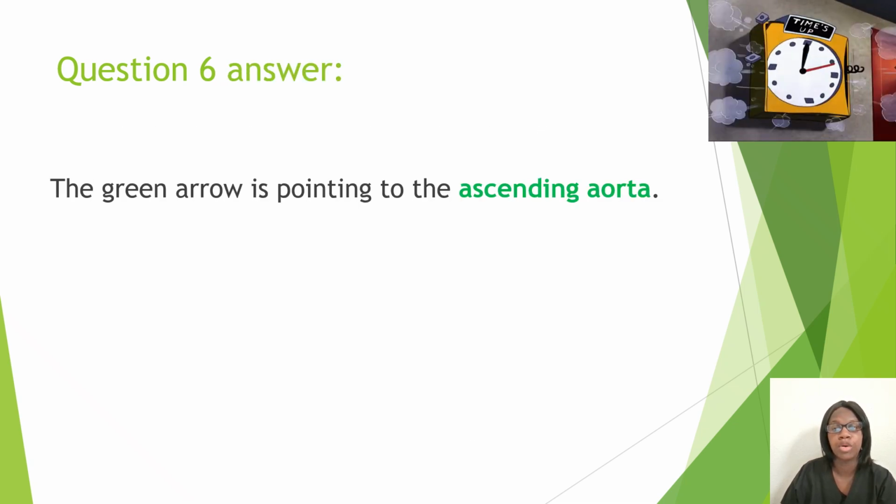The green arrow is pointing to the ascending aorta.